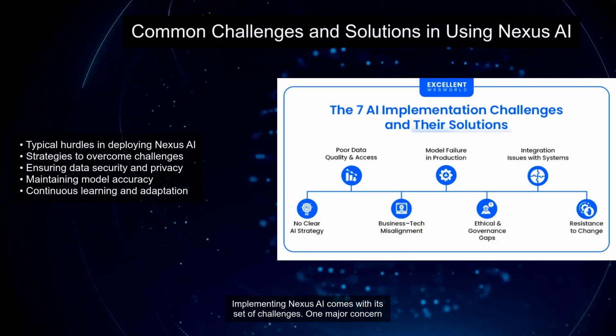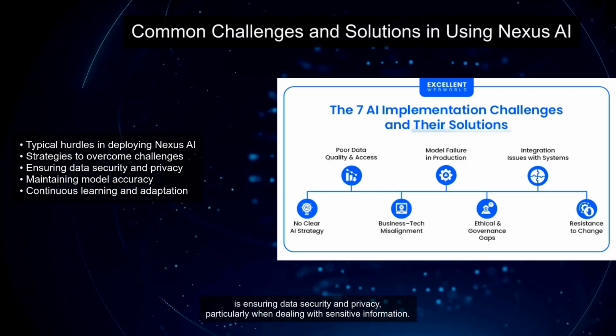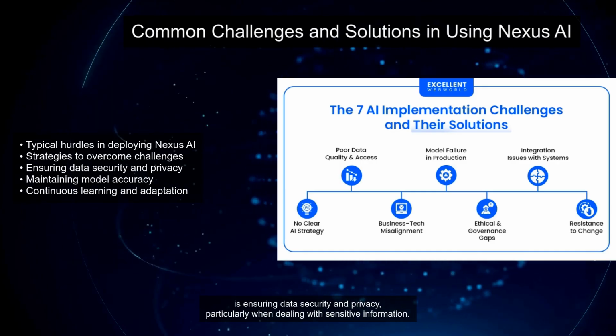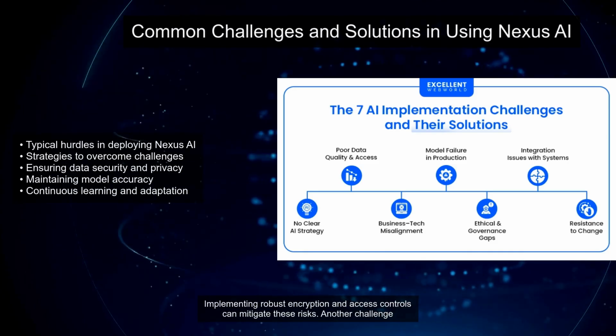Implementing Nexus AI comes with its set of challenges. One major concern is ensuring data security and privacy, particularly when dealing with sensitive information. Implementing robust encryption and access controls can mitigate these risks.